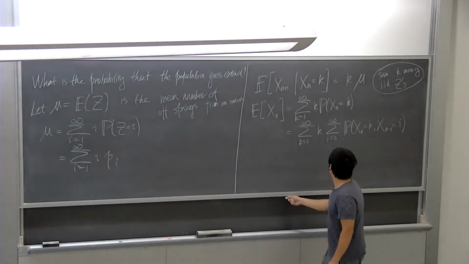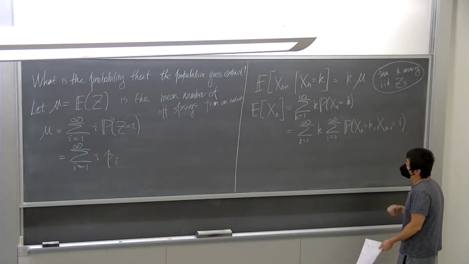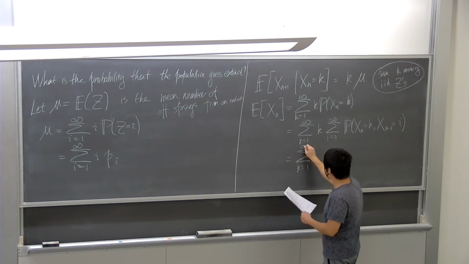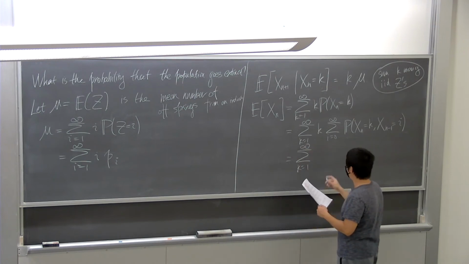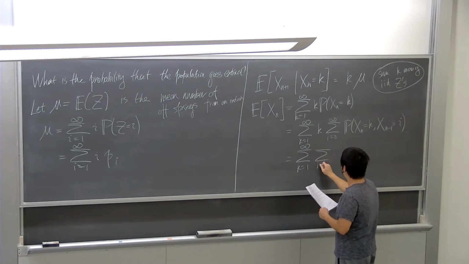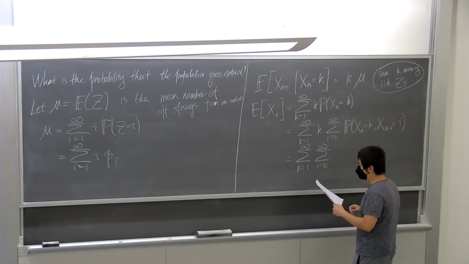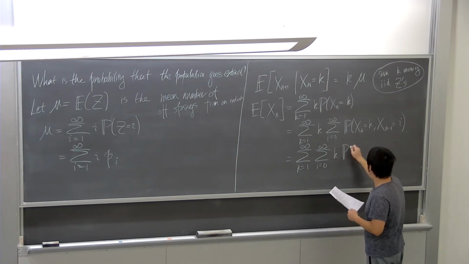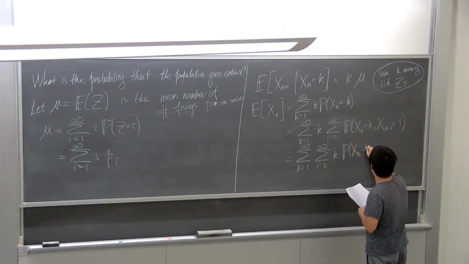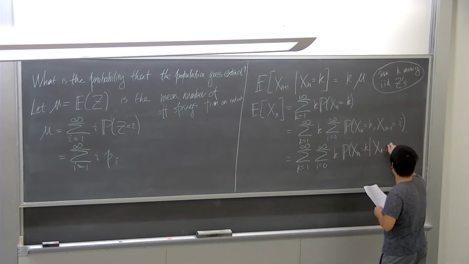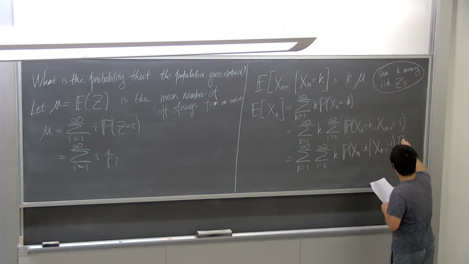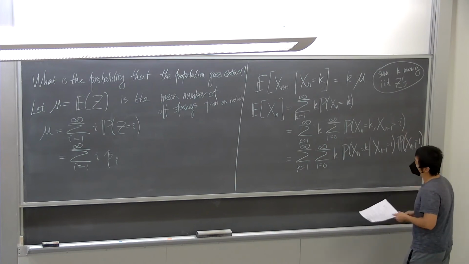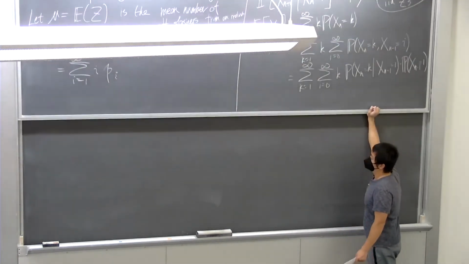And of course, naturally next, I want to rewrite this as a conditional probability. So this is going to be the summation k goes from 1 to infinity, and we also have a k, i goes from 0 to infinity. Let's move the k here, and rewrite this as the probability that X_n is equal to k, given X_{n-1} is equal to i, multiplied by the probability that X_{n-1} is i. This is by the definition of the conditional probability.